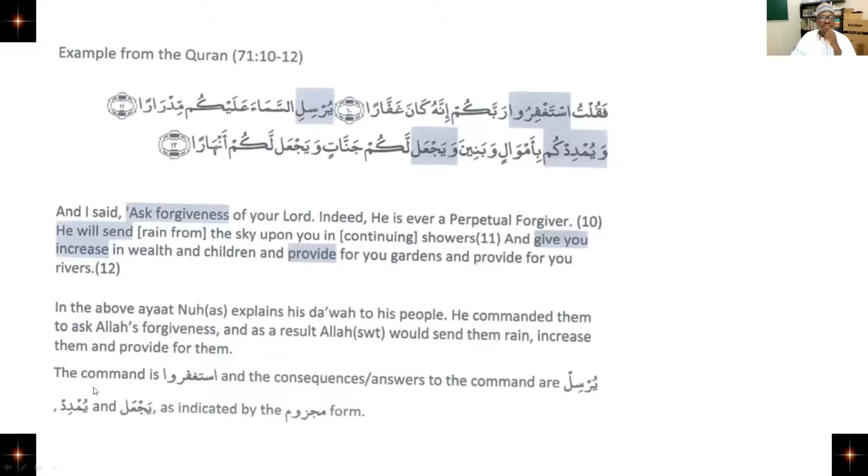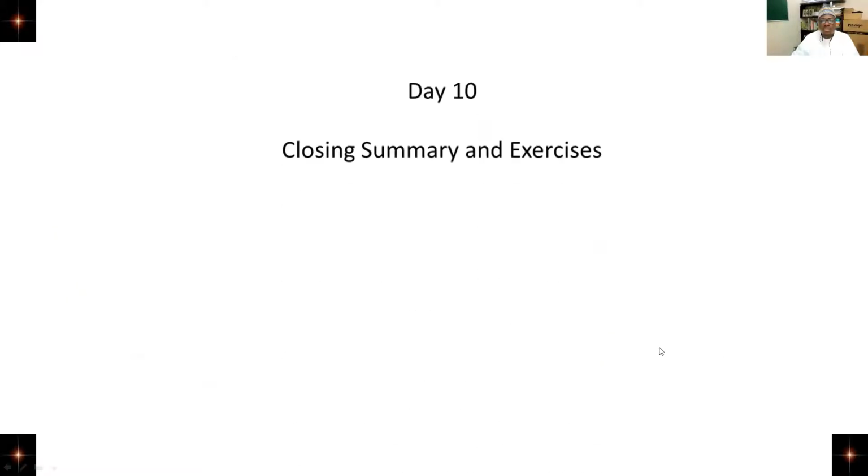The command is istaghfiru. That's the command, and the consequence of this command, or the answer to it, is to yursil and yumdid and yaj'al, as indicated by the jazm or the sukun sign on all the three words.